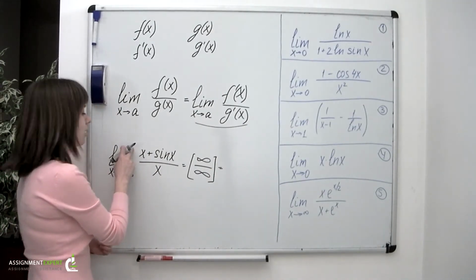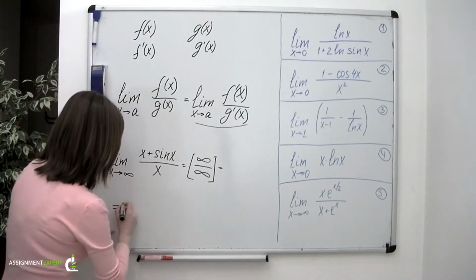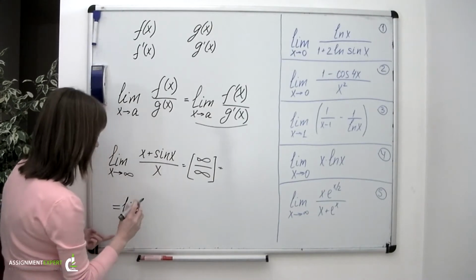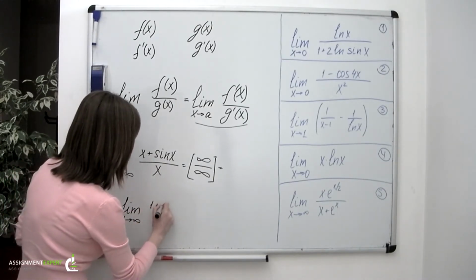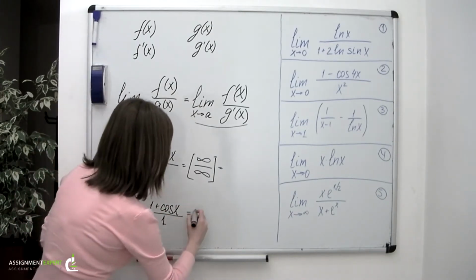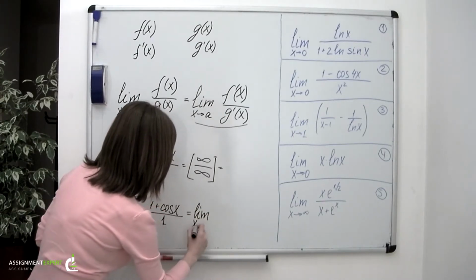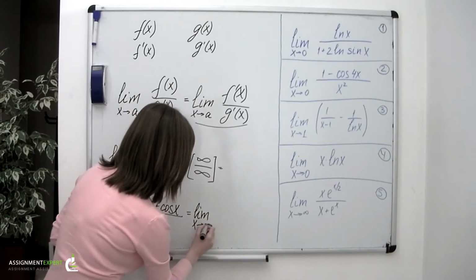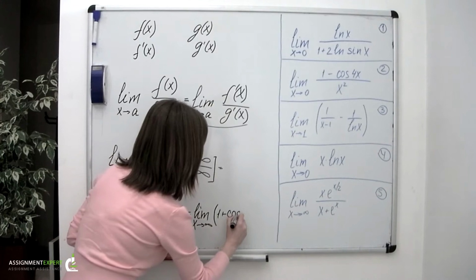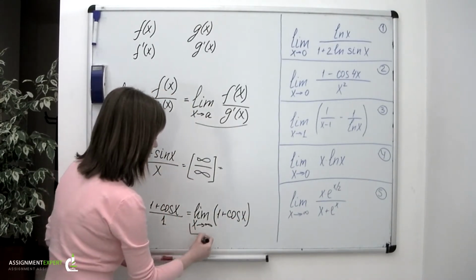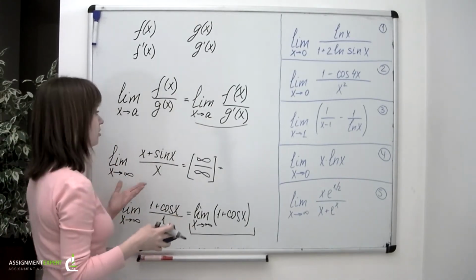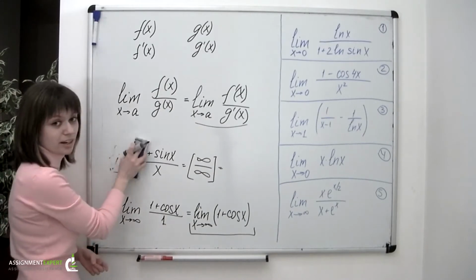So we find the derivatives of the numerator and denominator, and what we have is the limit as x approaches infinity of 1 plus cosine of x over 1, which is the same as the limit as x approaches infinity of 1 plus cosine of x. But this limit right here doesn't exist. So it turns out that we can't use L'Hopital's rule in this case. So we have to be careful about it.